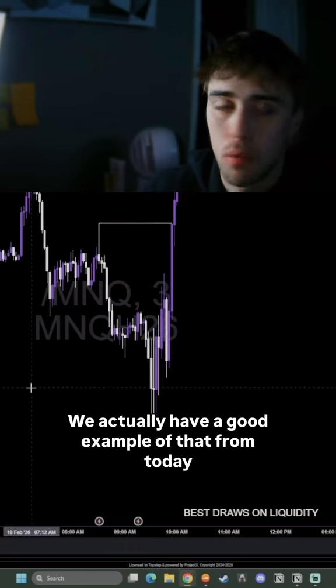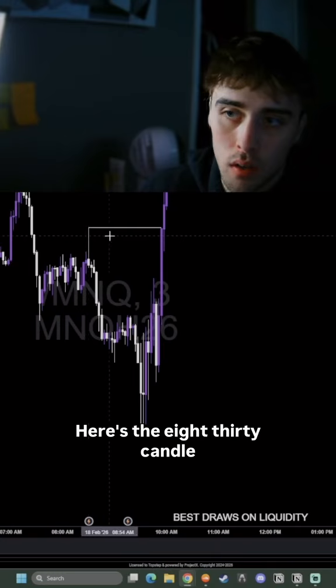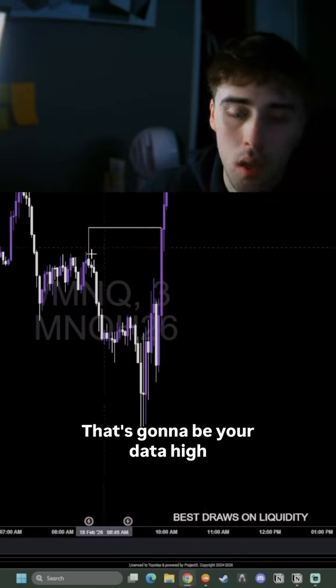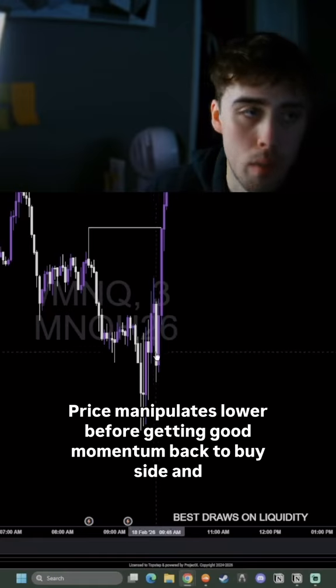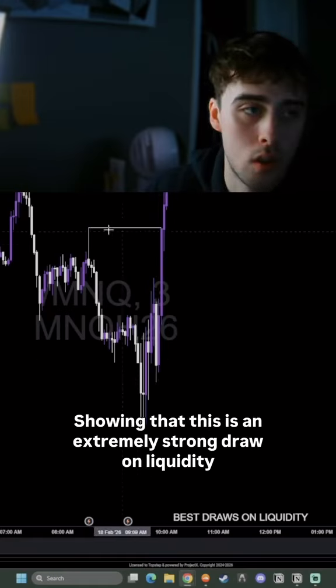We actually have a good example of that from today. We had an 8:30 news release. Here's the 8:30 candle. As you can see, we leave a very obvious top wick. That's going to be your data high. Price manipulates lower before getting good momentum back to buy side and taking out the data high, showing that this is an extremely strong draw on liquidity.